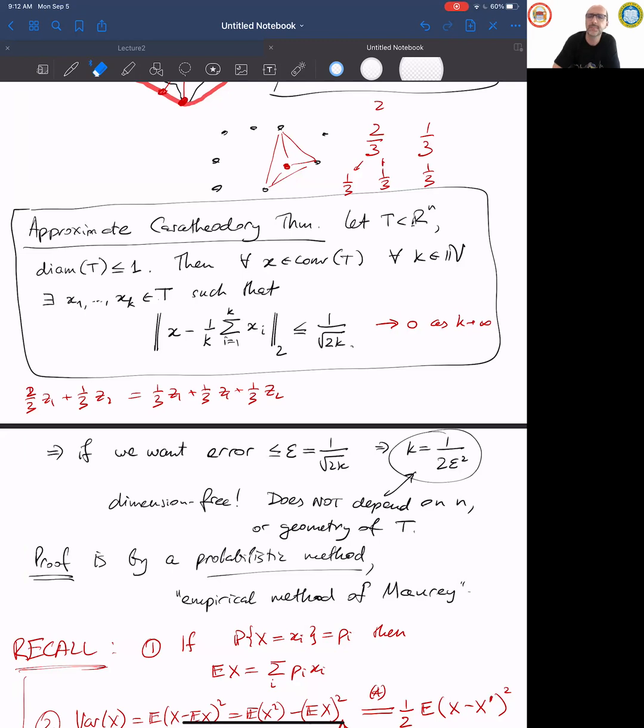Actually, I don't know. Yeah, think about it, guys. If you disallow the repetitions, if you insist in the approximate Caratheodory theorem that all of the xi's be different, can we still have that result? I'm not so sure. Maybe not. It's a fun question.